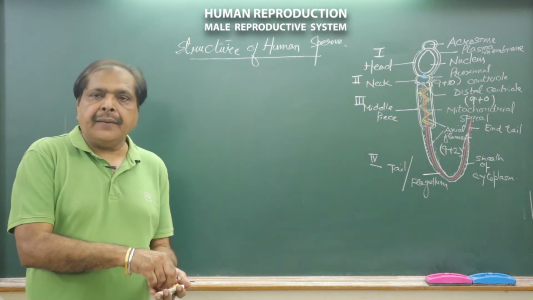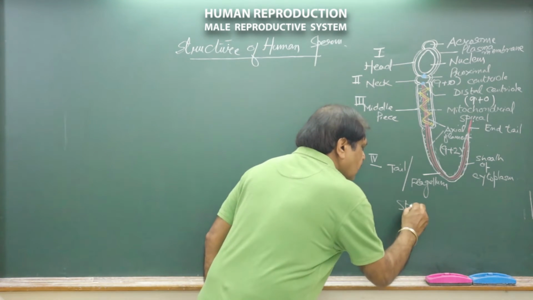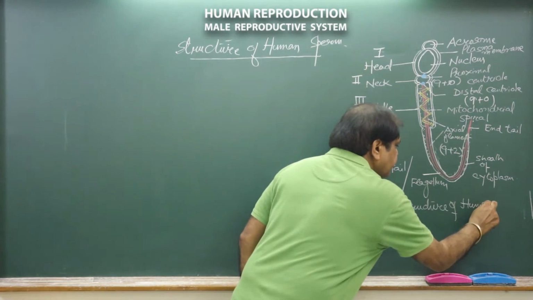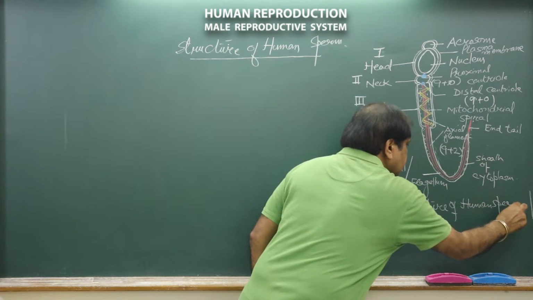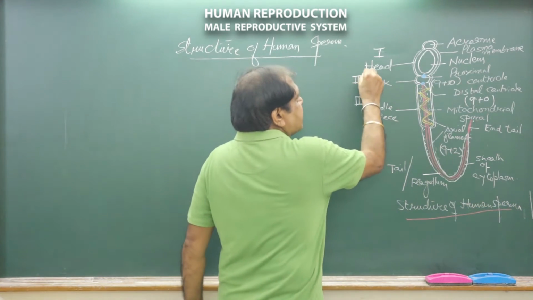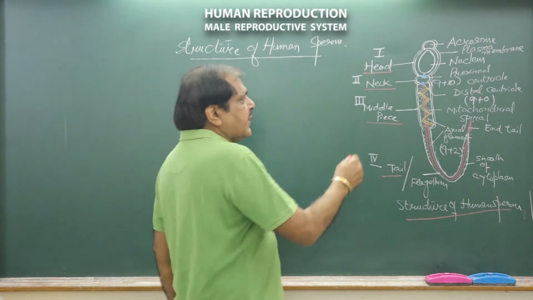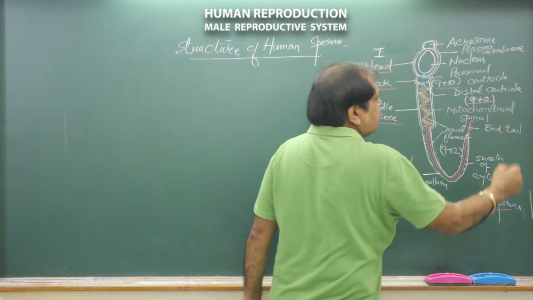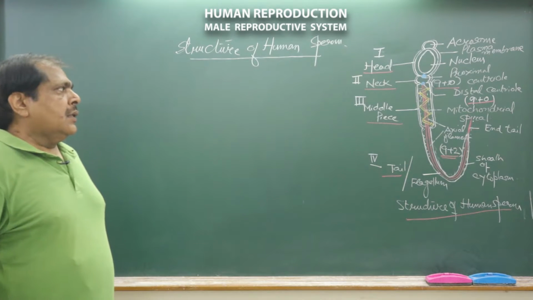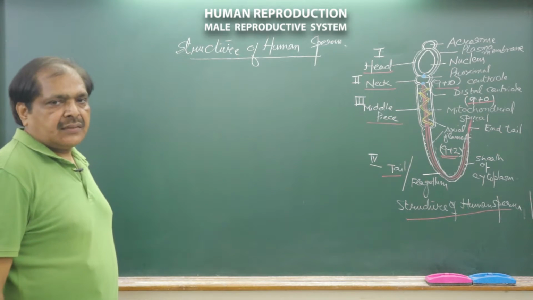Now we write the important points. This is the structure of human sperm. This is head, neck, middle piece, tail or flagellum. Then this is the 9+0 pattern, this is the 9+0 pattern, and this is the 9+2 pattern. Now we come to the salient features or the important points.